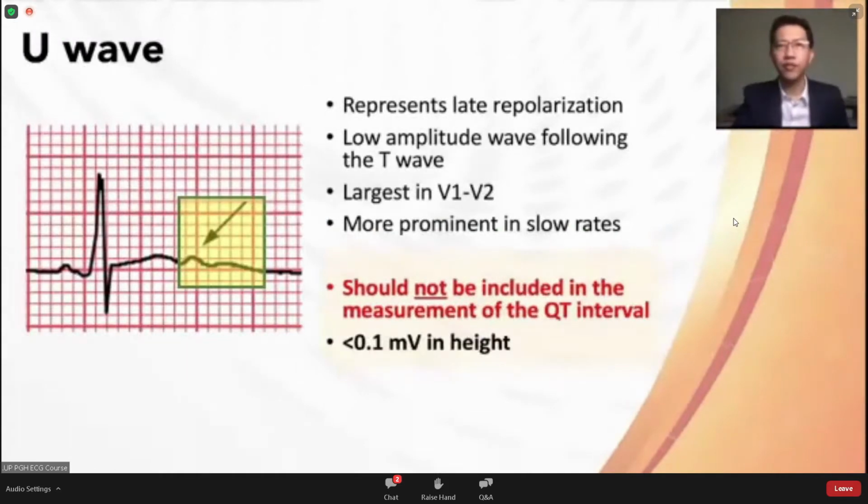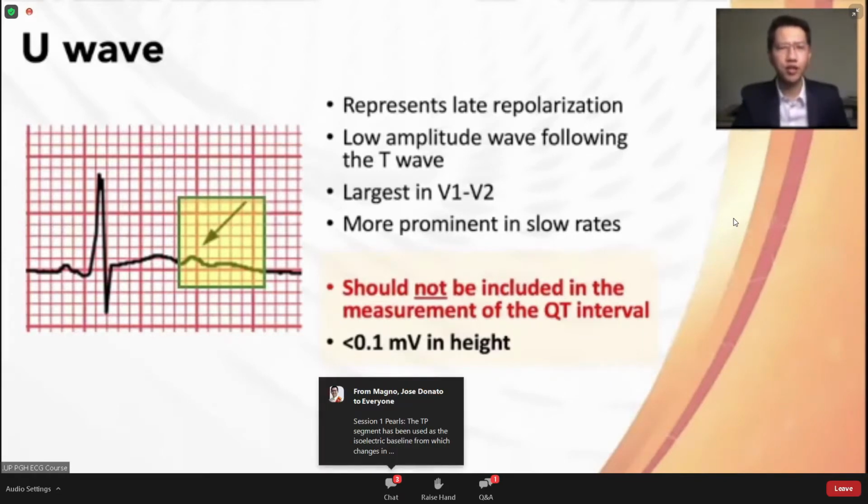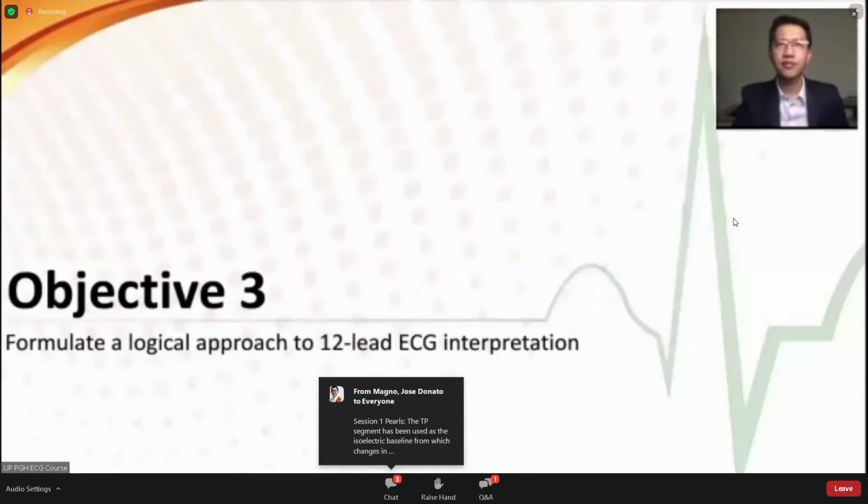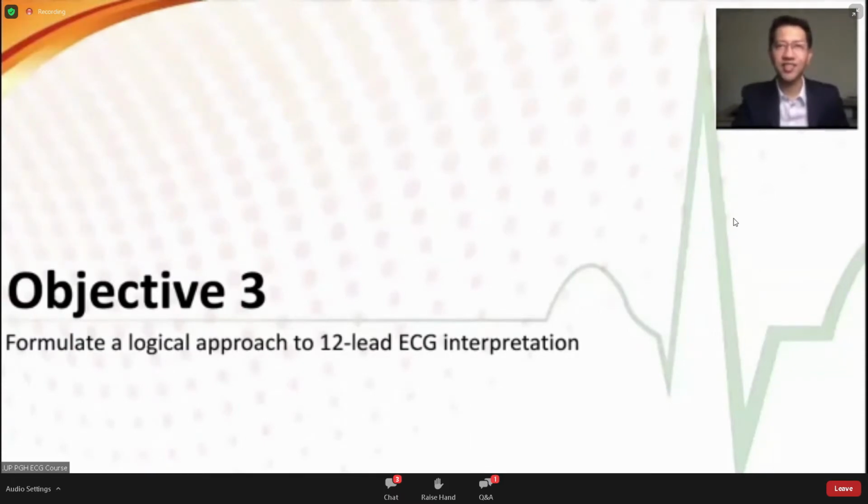The U wave, which is not always present, is a low amplitude wave following the T wave. It represents late repolarization, and it is usually largest in leads V1 and V2 and is more prominent in slower heart rates. After knowing the components of a normal ECG wave, let us now develop a logical approach to interpret the standard 12-lead ECG.